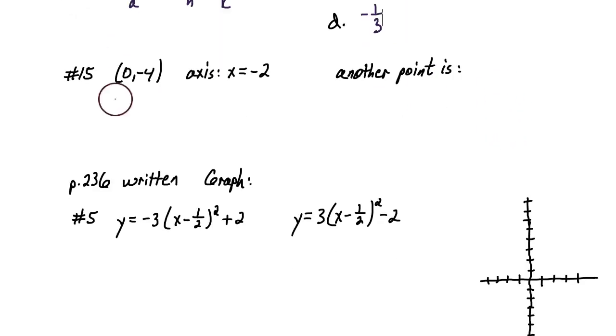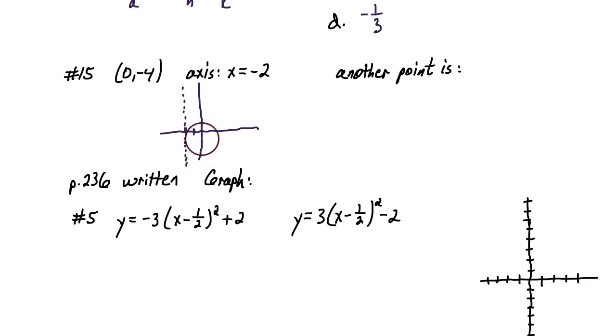Number 15. We're told that a parabola has a point at (0, -4). We're also told the axis of symmetry is x = -2. Let's get another point. Let's graph this. The axis of symmetry is at -2, so I'm going to draw a vertical line crossing the x-axis at -2.